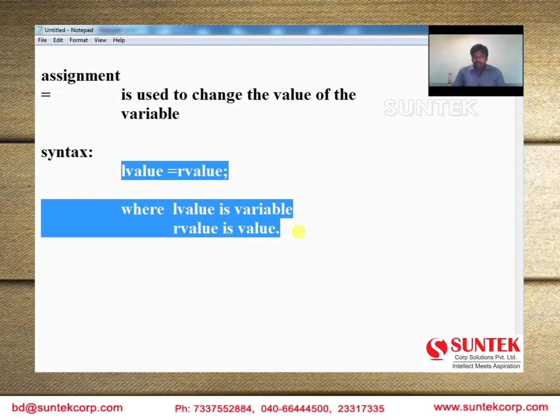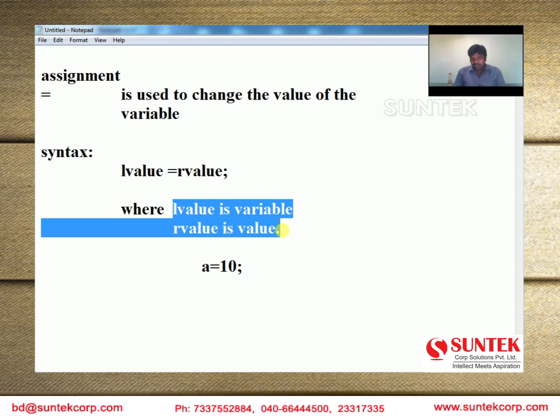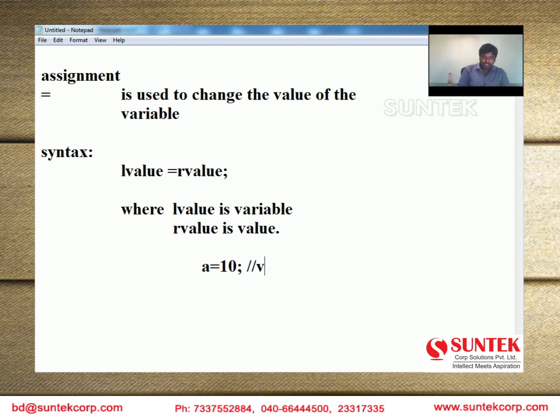It is used to change the value. Example, can I write like this or not? A equals to 10. Is it valid or not? A is a variable, 10 is a value. It is satisfying, so it is valid. Can I write B equals to A? Left side variable is there, B. Right side value is there, A. What is A? A is nothing but 10. Yes, this is also valid.